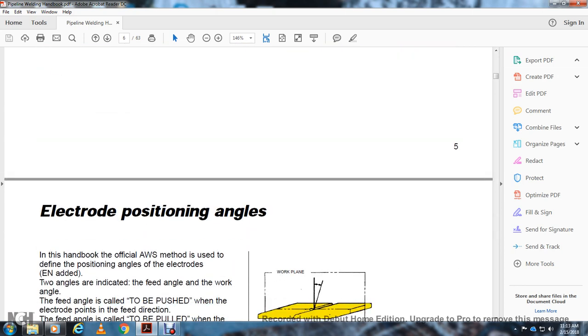Electrode position angles. In this handbook, the American Welding Society method is used to define the position angles of the electrodes as EN added.